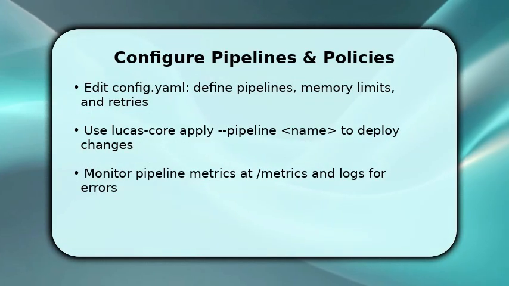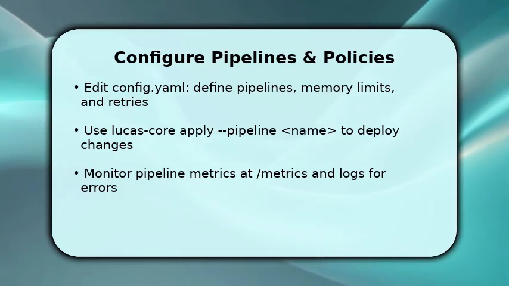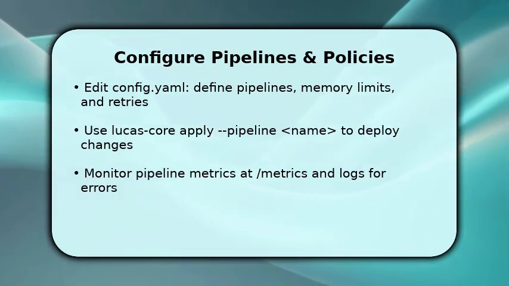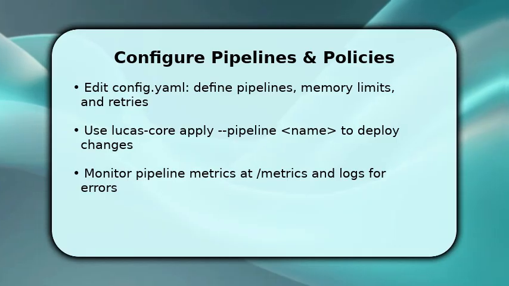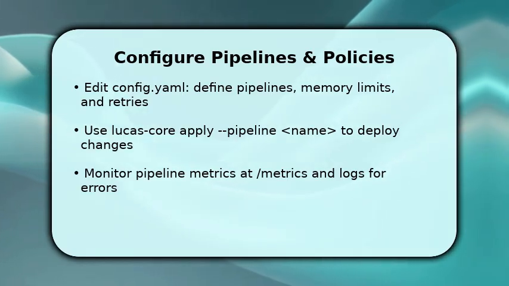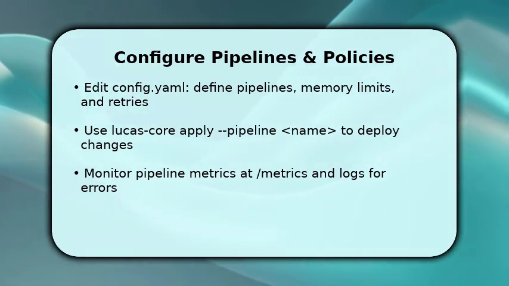You now define how Lucas processes tasks by editing config.YAML with pipeline stages, resource caps, and retry logic. Reason: explicit limits prevent cascading failures.